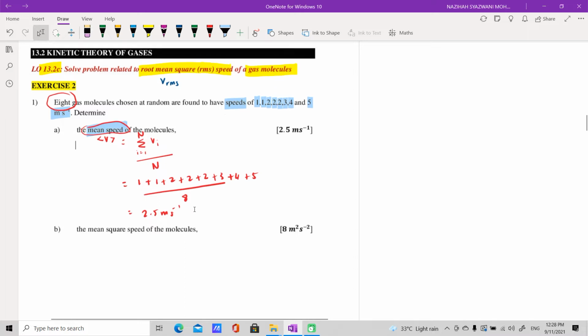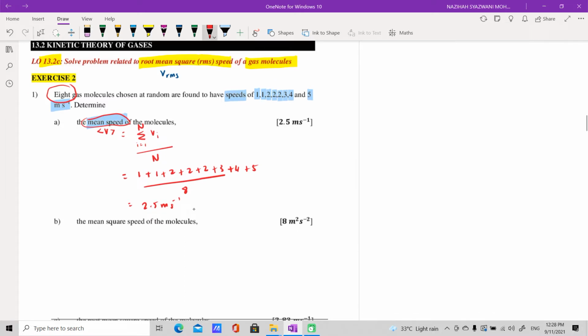Okay, so for part B, they ask you what is the mean square speed of the molecule. So now they ask you the mean square speed. Okay, so what is the symbol for mean square speed? So basically, just square it. Okay, mean square speed. Okay, so that would be the summation of each of the speed. You square it off. Okay, so divided by i equals to 1 by number of molecules.